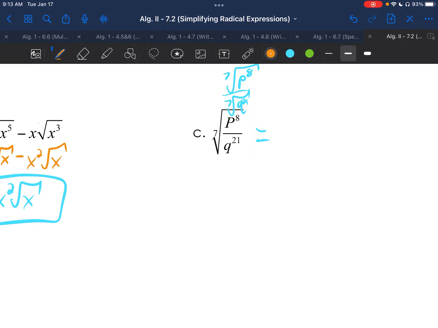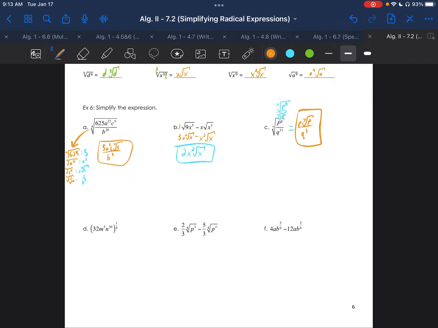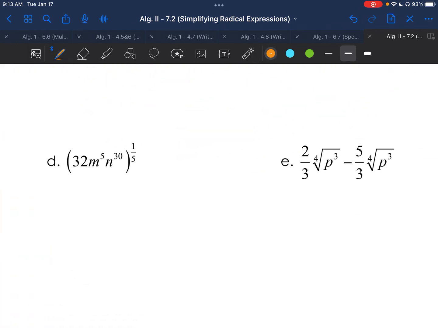So 8 divided by 7 is 1, with the remainder of 1. On the bottom, 21 divided by 7 is 3 with no remainder. And that's handy that there's no remainder, otherwise we would have had to rationalize, but we aren't learning that until next lesson. Now, let's move on to the next one, letter D. I would encourage you to try this one on your own.